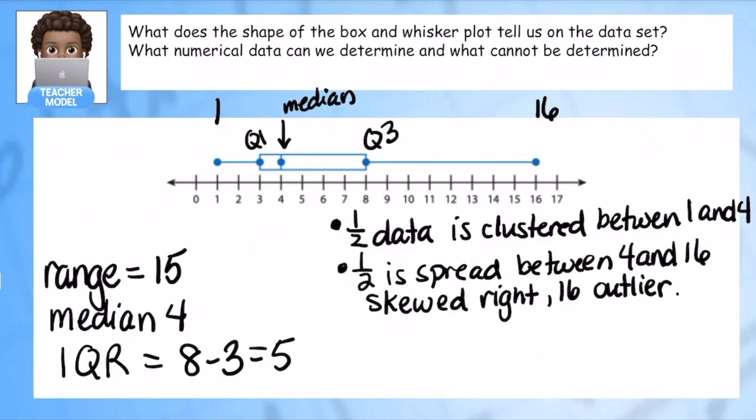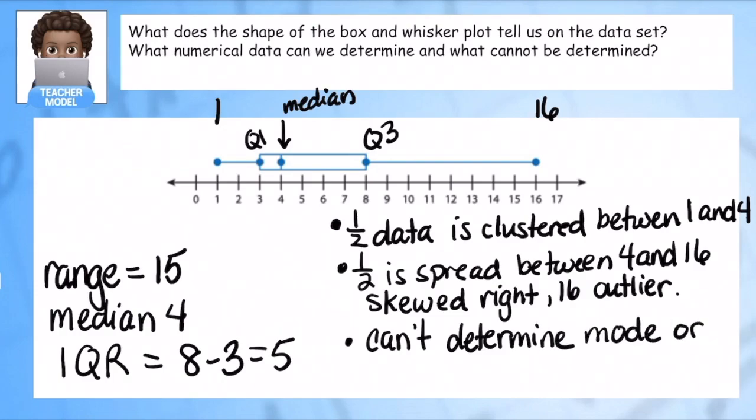So what else can we figure out? Well, here are the things that we cannot figure out. We can't determine mode or mean. Can't see it. And without the data here, we also can't see what the N is. We don't know how much data we actually have in here either. All we can see are the quartiles in here and the shape they make. But we can definitely see a lot of it is clustered to the left side between 1 and 4, and then it's really spaced out on the other side.